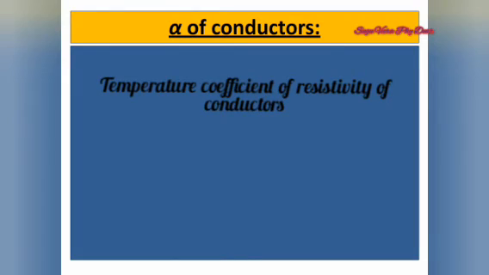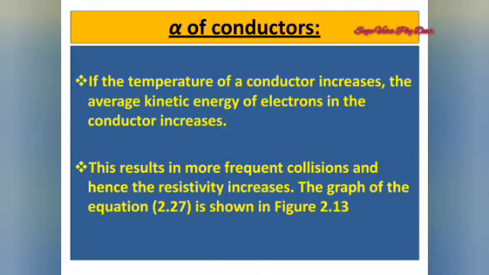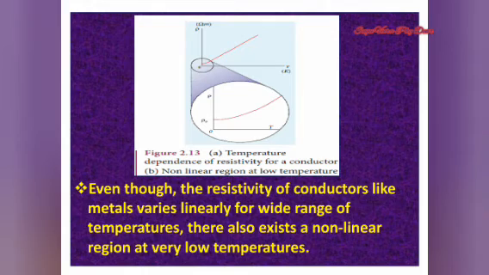Next, temperature coefficient of resistivity of a conductor. If the temperature of a conductor increases, the average kinetic energy of the electrons in the conductor increases. This results in more frequent collisions and hence the resistivity increases. Figure A: temperature dependence of resistivity for a conductor. Diagram B: non-linear region at low temperature.